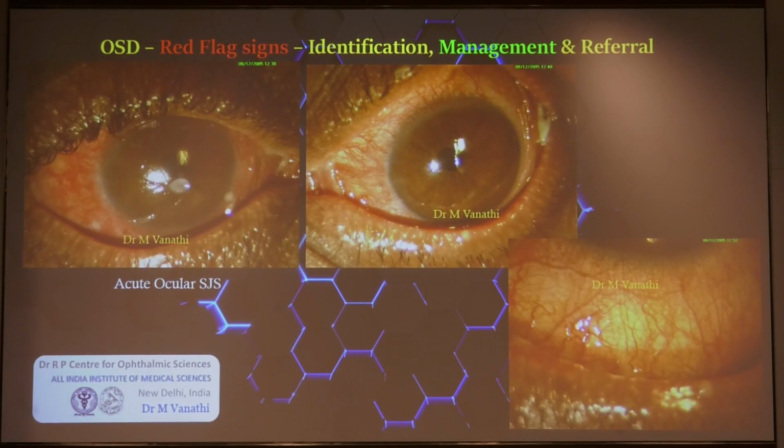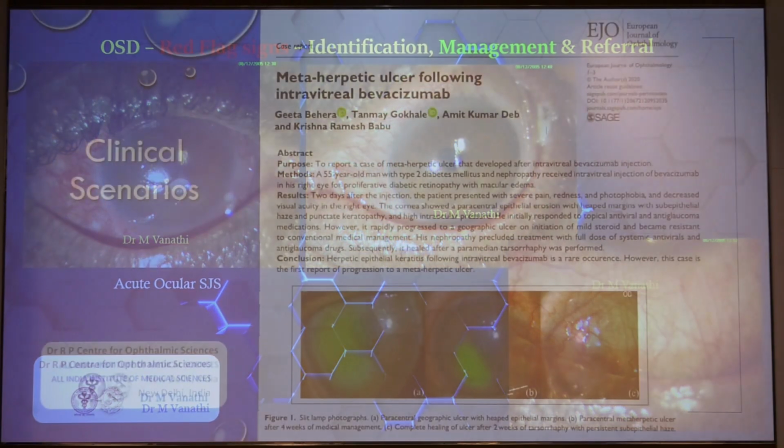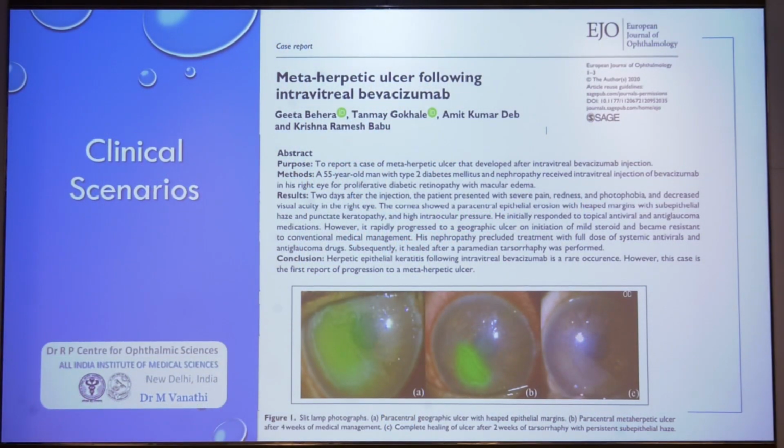Again, these are classic pictures when they are full-blown Stevens-Johnson syndrome. Usually it's not missed, but when you have a minor SJS, it could commonly get missed by the practicing comprehensive ophthalmologist.